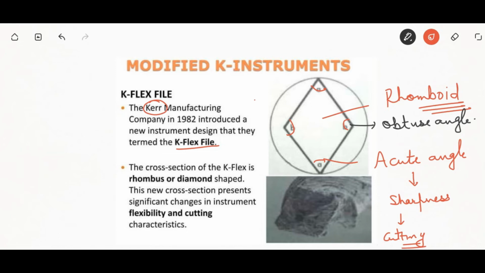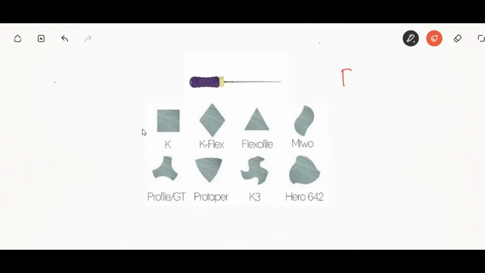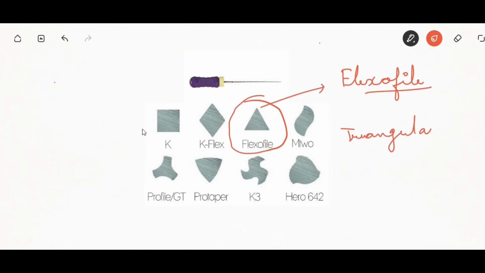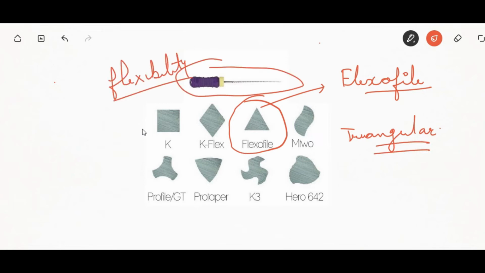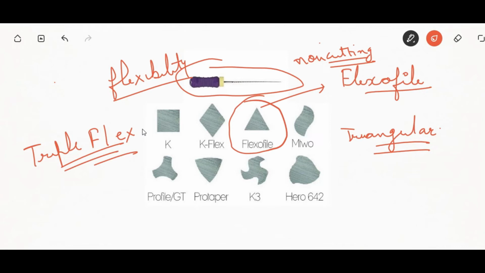The Flexo file is similar to the K flex file except it has a triangular cross section. That provides more flexibility and ability to resist fracture. So this one is the Flexo file. The tip of the file is modified to a non-cutting type. It has more flexibility but lesser cutting efficiency. The triple flex file is made of stainless steel and is triangular in cross section. It has more flutes than the reamer but fewer than K files. It provides better flexibility and cutting efficiency.